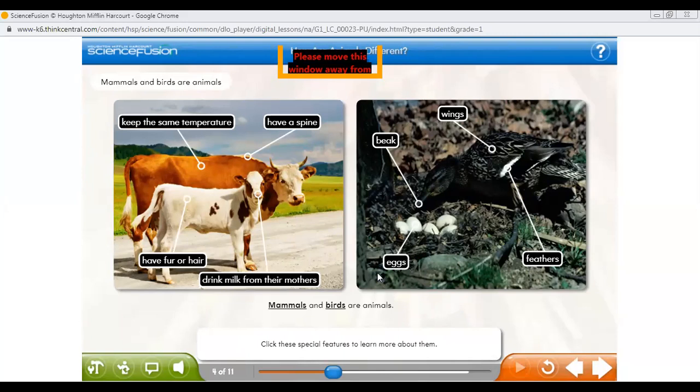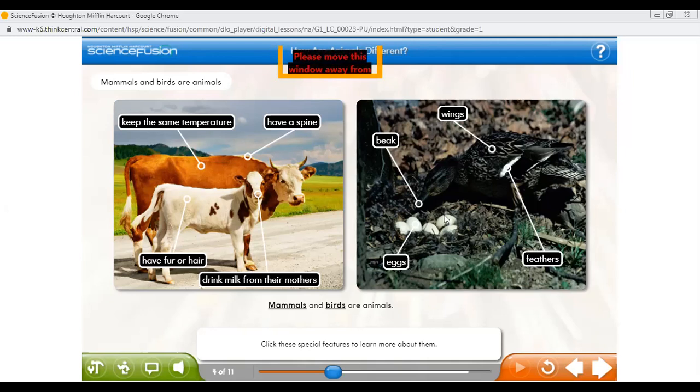So now here we have two animals. One is the cow and the other is the bird. Cow, it is a mammal. Why is it a mammal? Look at its body. It has hair, fur, and it has the young one, that is the baby cow. So it is a mammal. By looking at these two features, we know that this animal is a mammal.